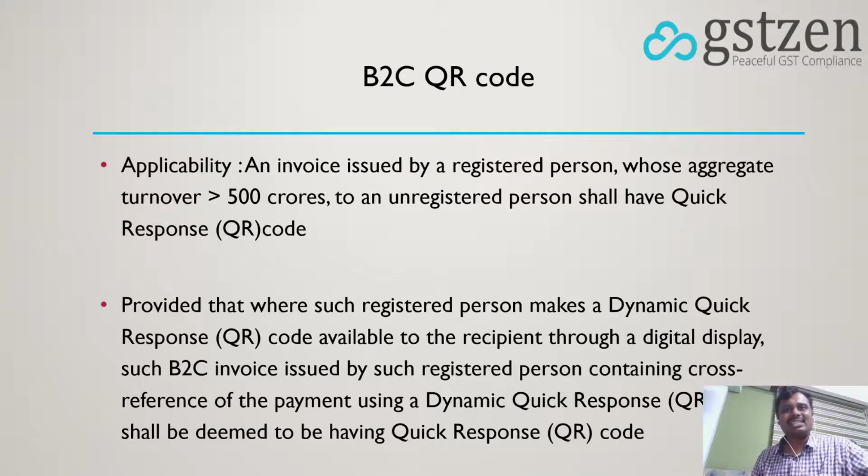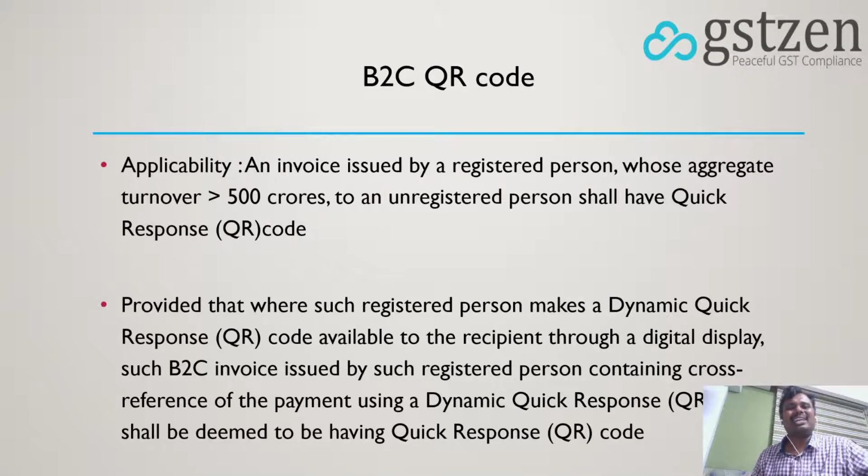However, there is a relaxation if the registered person is using a dynamic QR code. Most of us are aware that whenever we go to any of the big showrooms and make a purchase, they have QR codes which someone can scan and make the payment through Paytm or any of the wallets. If such payment is made and the reference of that payment is given in the invoice, then one is deemed to be compliant with the law.